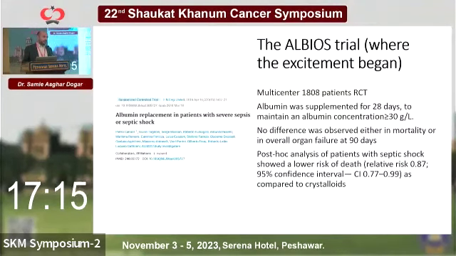So the real excitement about albumin began with the ALBIOS trial. It was a multi-center trial, 1,808 patients, and albumin was supplemented for 28 days to maintain an albumin concentration of 30 grams per liter, and no difference was observed in mortality, but the patients with septic shock showed a lower risk of death. Relative risk was 0.87 with a confidence interval of 0.77 to 0.99. But it is important to note that this was a post-hoc analysis. This was not intended at the time of making the study design.